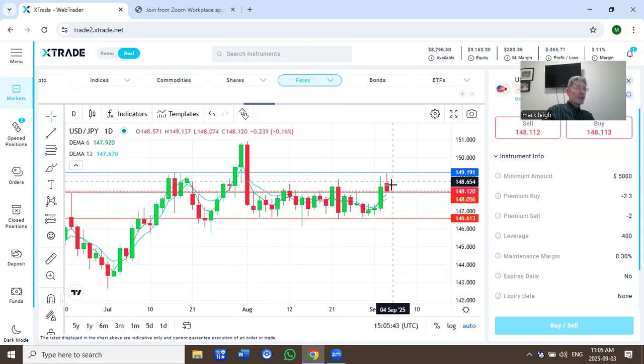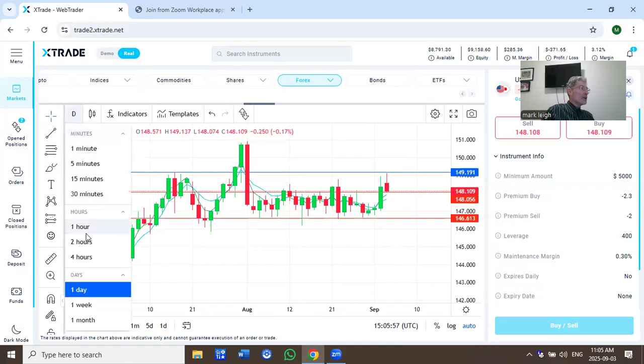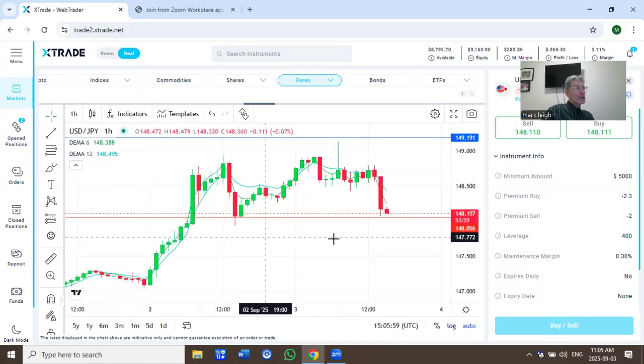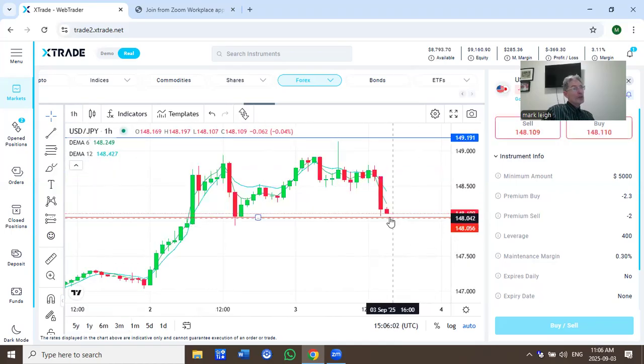Again, strong US dollar to start. You can see the wick left behind at 149.19 is resistance. However, a turnaround now, selling US dollar, buying yen, and support being tested at 148.05. If I go to the hourly, there you can see sellers looking to retest this support level.